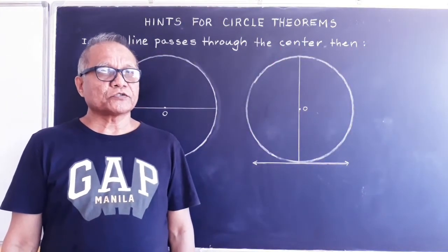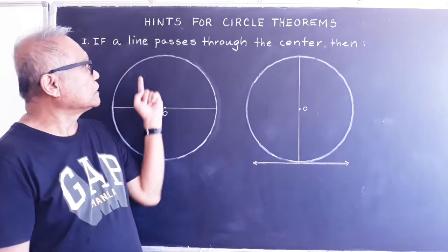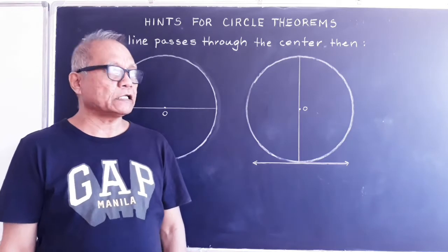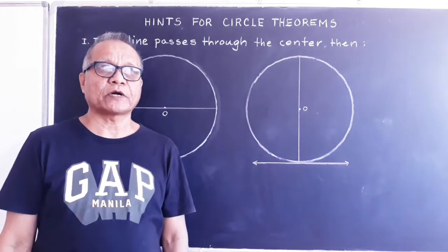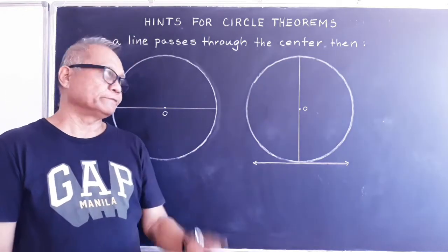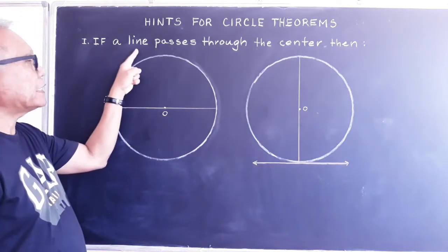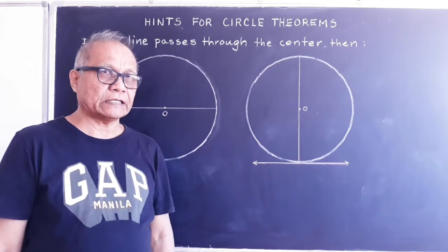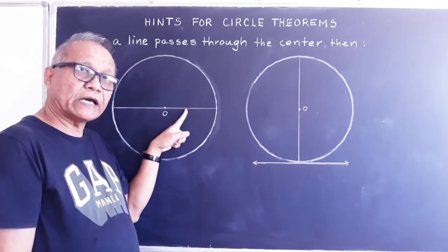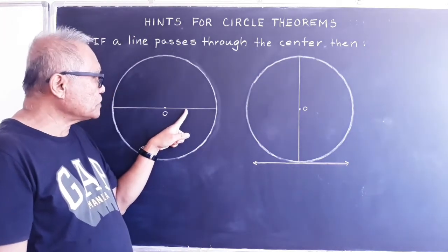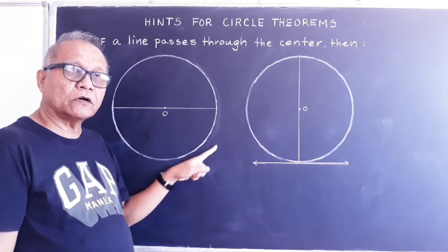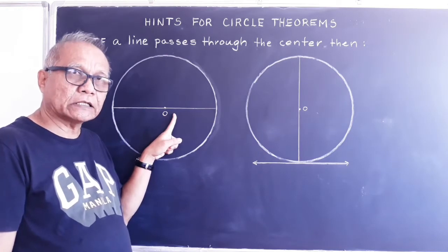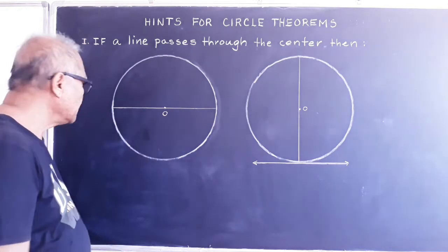Learners, today we are going to study circle theorems, and I'm going to give you some hints if you have circle problems. Number one, if a line passes through the center of the circle, then it is the diameter. If you don't see any tangent on the circle, then look for the triangle in this circle.